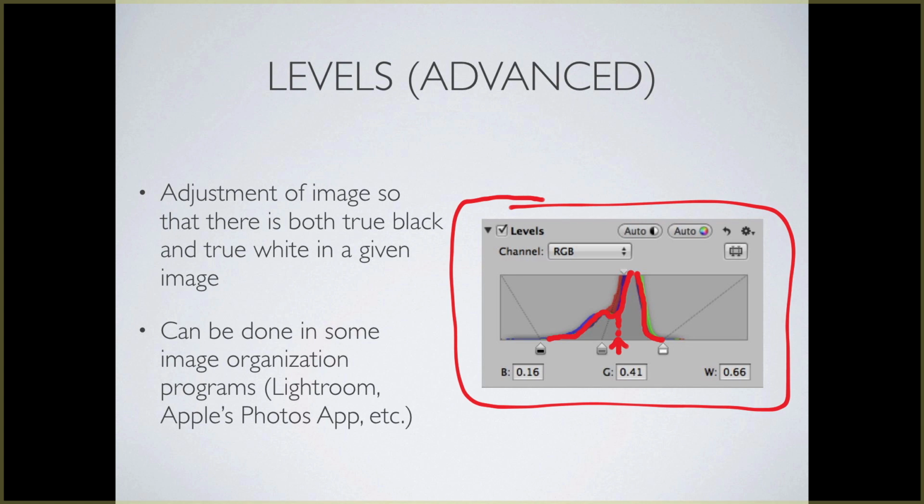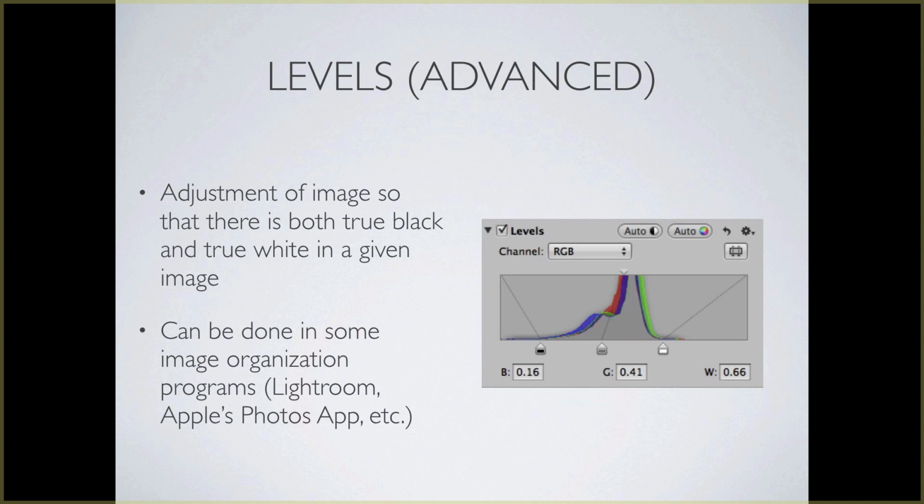If I came over here to a little bit lighter gray and counted all the pixels in my image, oh, I have a lot of them right there. So it's just telling me the distribution of pixels. It's also telling me that the lightest color that I have is right there, and the darkest color that I have is right there. That's very different from true white and true black at either end.